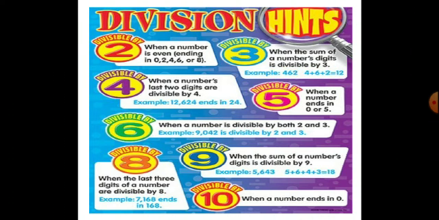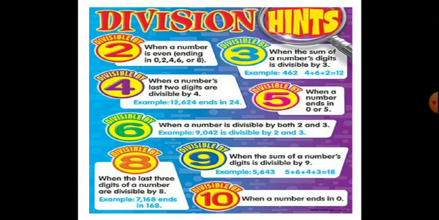About 4, when a number's last two digits are divisible by 4, the number will be divisible by 4. For example, in 12,624 the last two digits are 24, and 24 comes in the table of 4. 4 6s are 24. That means the entire number 12,624 will be divisible by 4. Now about 5, when a number ends in 0 or 5, that means if 0 or 5 is in one's place, the number will be divisible by 5.